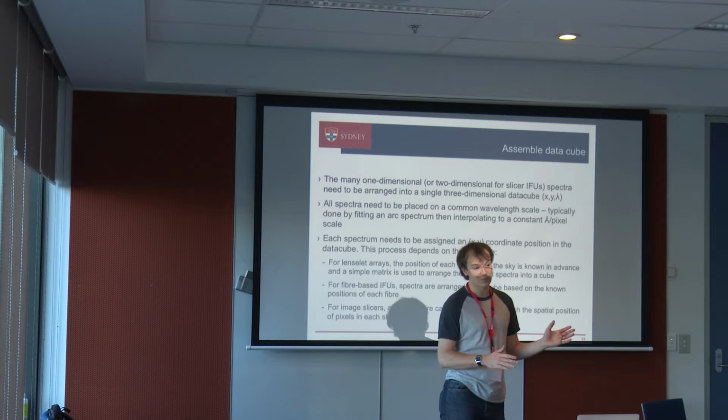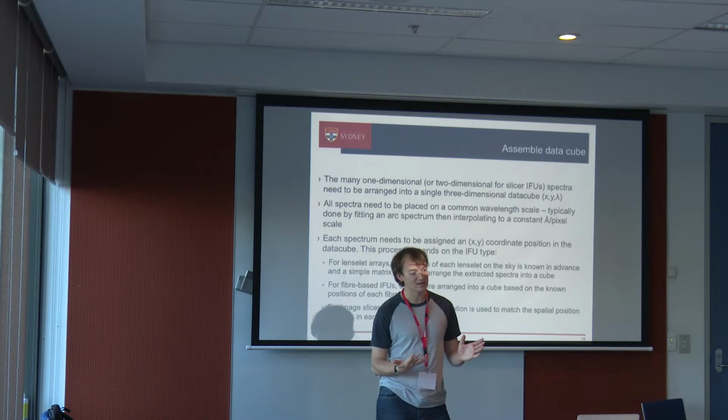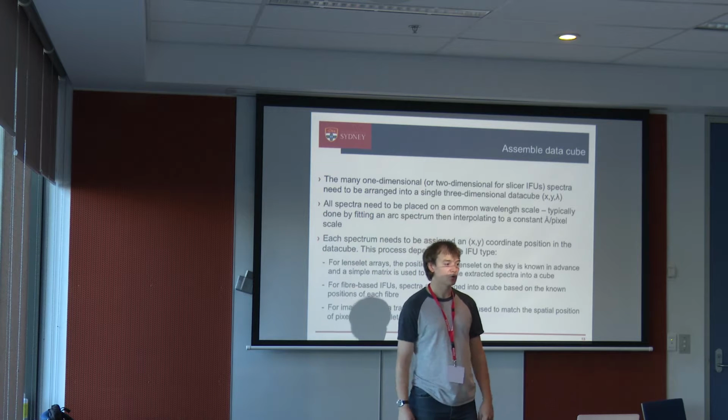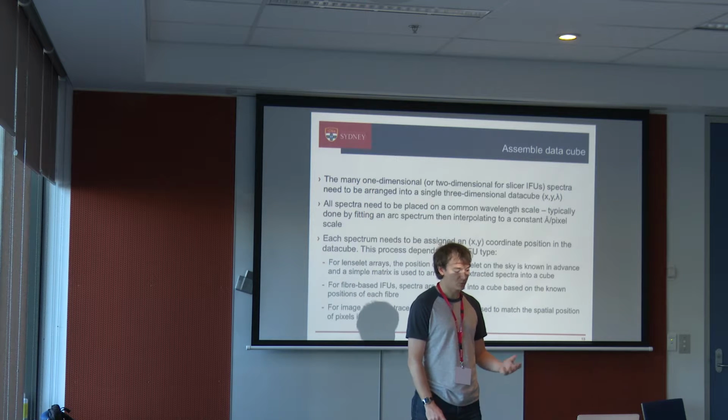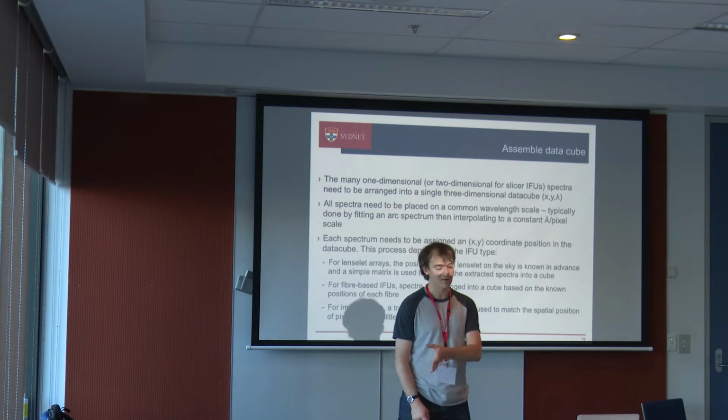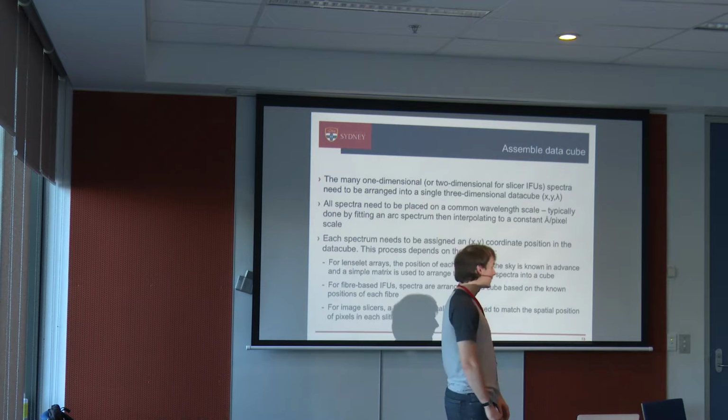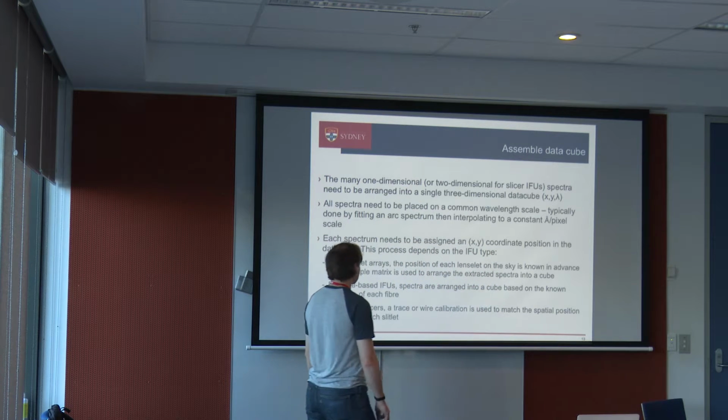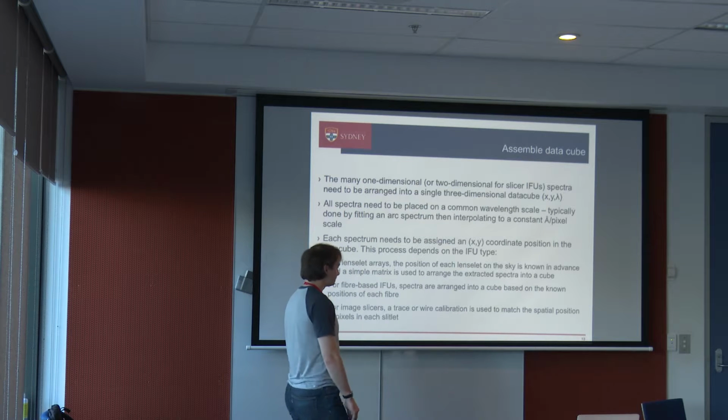You match the positions of peaks on the CCD to the known wavelengths of lines in your line list, and that gives you a mapping between CCD spectrum pixel and wavelength for every single spectrum. Then you interpolate your spectra onto this new, common wavelength scale.